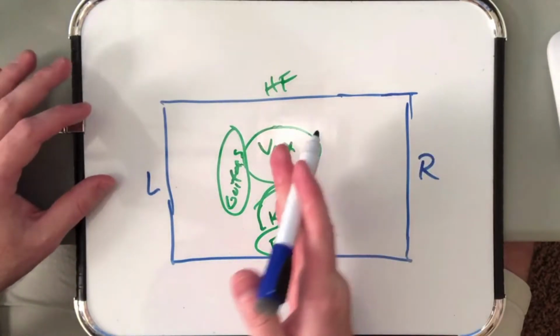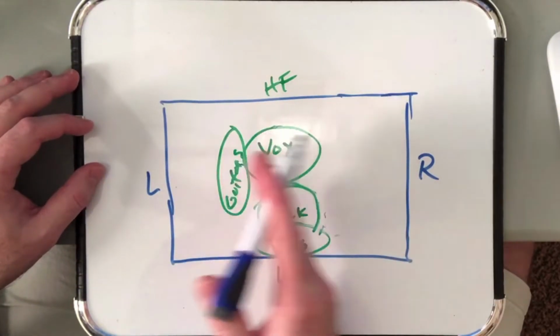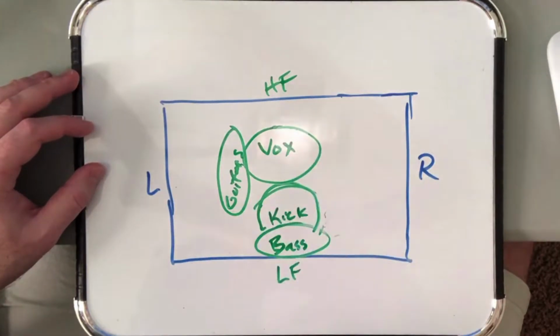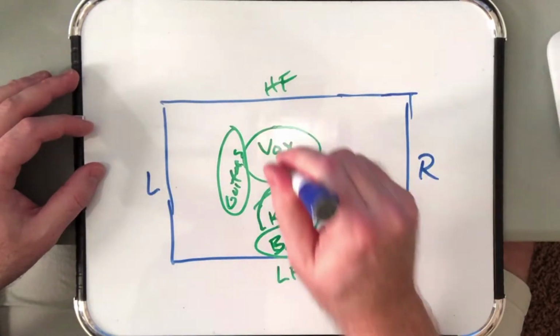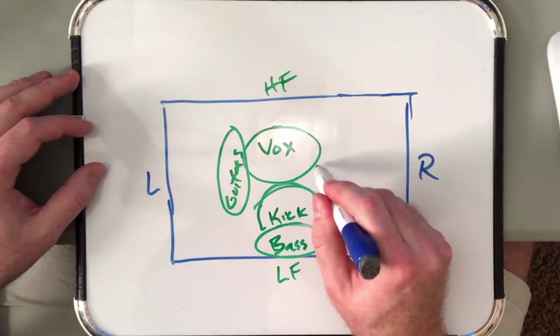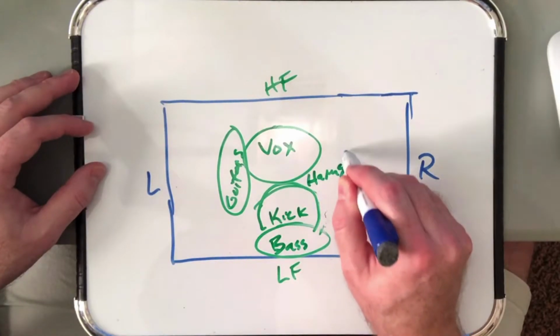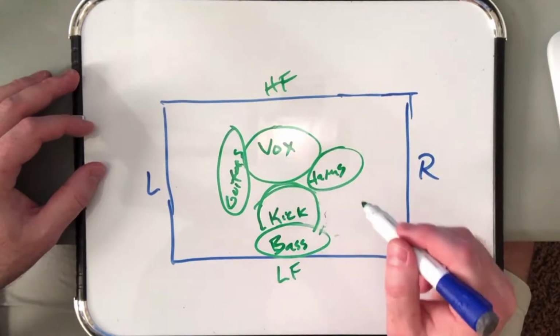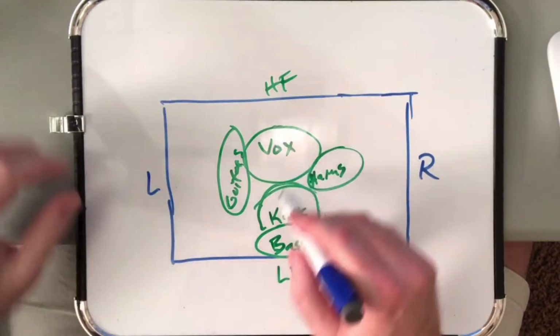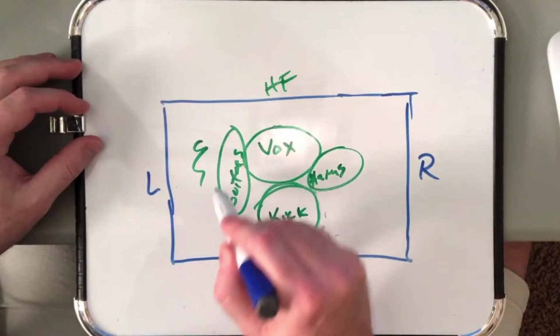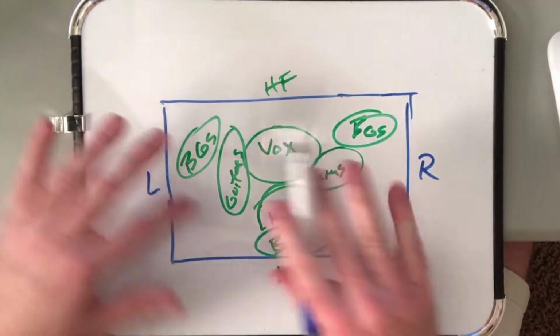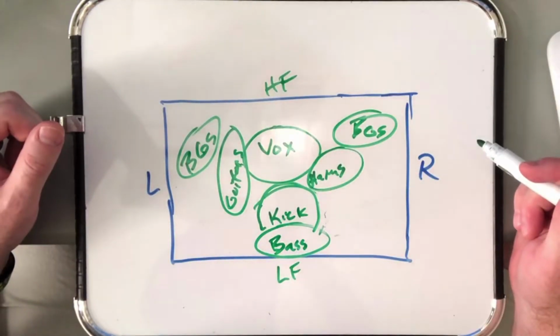So if you don't know where to put something, just get it out of the way of the voice. The top line of the voice always needs to be in the middle. Harmonies can be a little out here if you want. They don't have to be right in the middle. Improvs, background vocals, you definitely want out here. You want to get some space with those things.